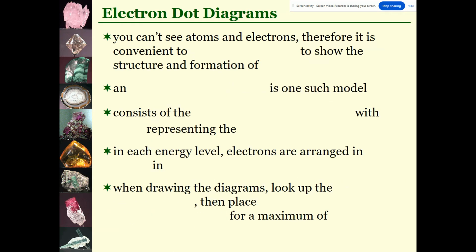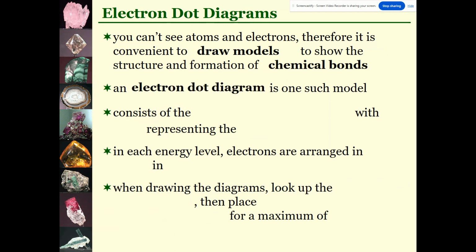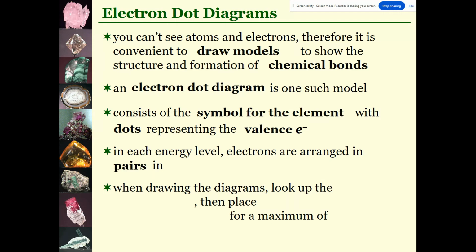So if you're asked to draw the electron dot diagram of an atom, we're basically trying to show, if I were to have an atom, how many valence electrons does it have? We show it with dots to try to look at that, okay? It's going to have the symbol of the element with dots representing the valence electrons. In each energy level, the valence electrons are arranged in pairs called orbitals, okay? I'll explain that a little bit more as we move on.